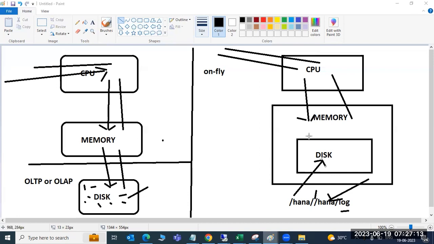So with HANA, a restart takes a longer time compared to other databases. Stop will happen immediately, but the restart will take time. So yes, there is no downtime, but it will take time to pull the data from disk to memory. That is the only thing here. Apart from that, once the data is in the RAM memory, you can work with the HANA database immediately.